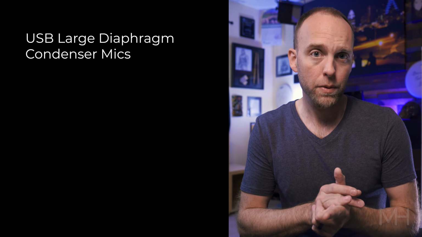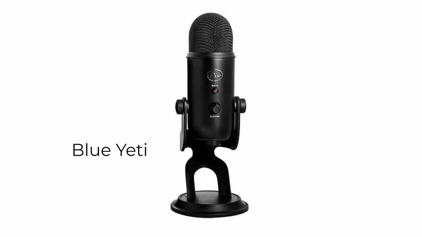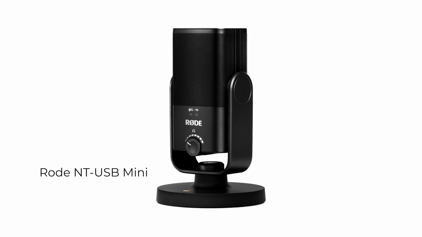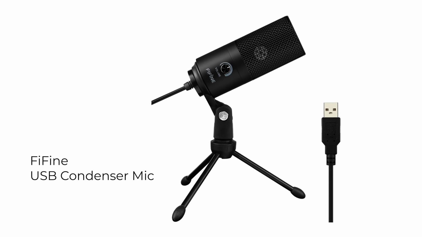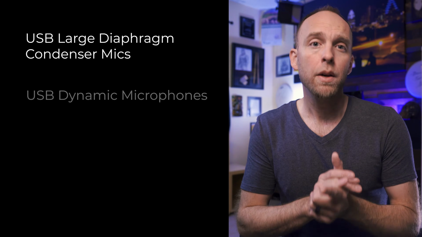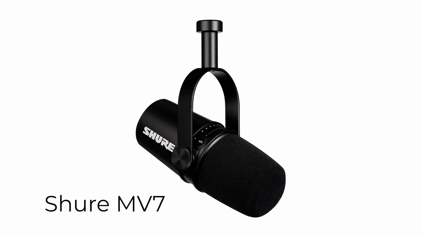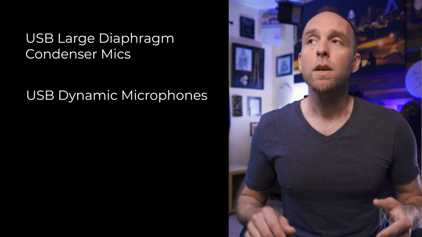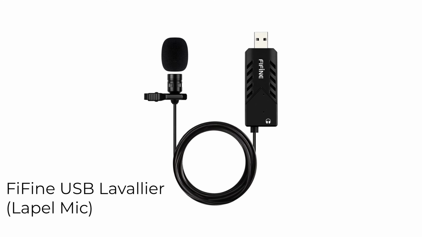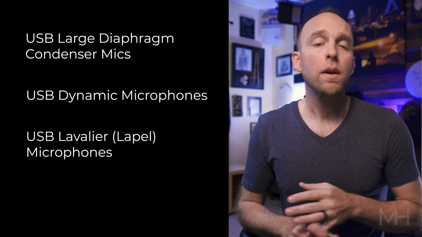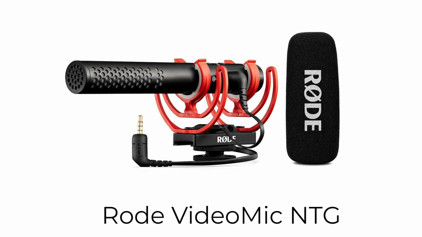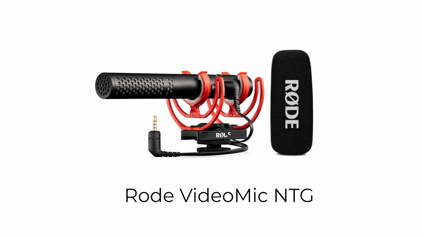So, onwards. All right, I'll cover 4 types of USB mics most commonly used, and those are USB large diaphragm condenser microphones. So this would be something like the Blue Yeti, the Rode NT USB Mini, or even this $35 model from Fifine. USB dynamic microphones, something like the Samsung Q2U or the Shure MV7. USB lavalier microphones, something like this Fifine model. And USB shotgun microphones, like the Rode VideoMic NTG.